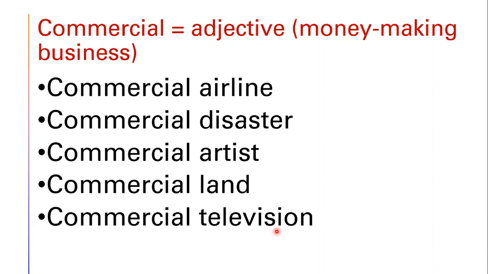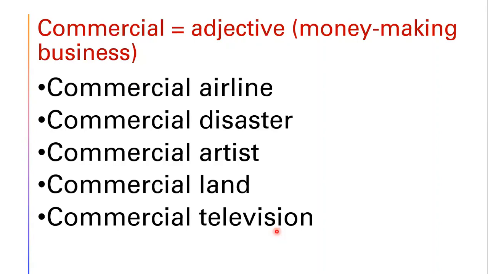Examples of commercial, for example, commercial airline. It's not an airline of the government, it's not military, no, it's commercial. So you buy a ticket and you travel the world. Commercial disaster. Maybe you are an artist and you had a presentation and something happened, like, okay, you did your presentation, but you didn't make any money. So that's a commercial disaster. Or you had a great idea and it didn't work the way you wanted, so we can call it like that. Commercial artist, people that work in art only for money.